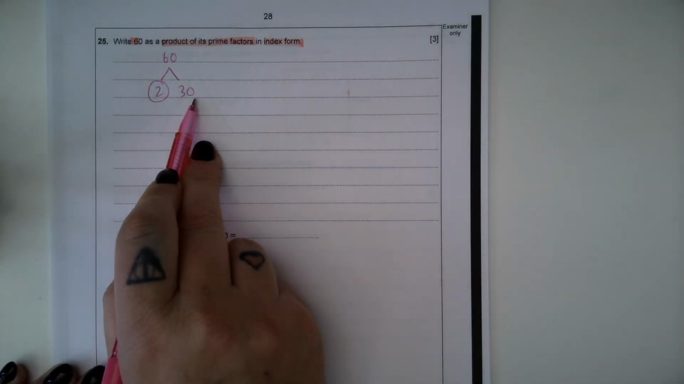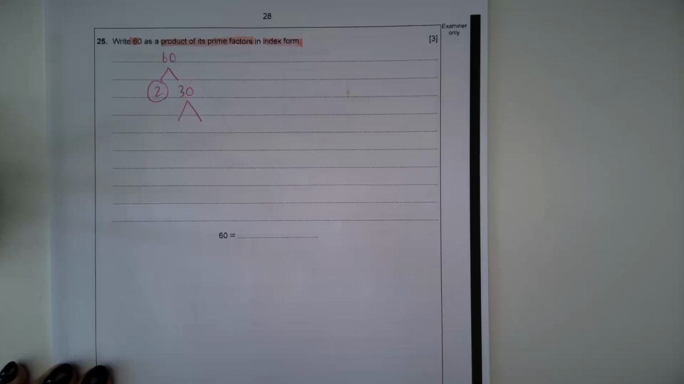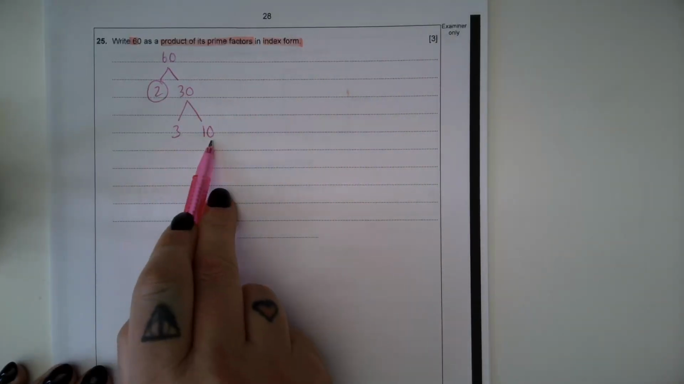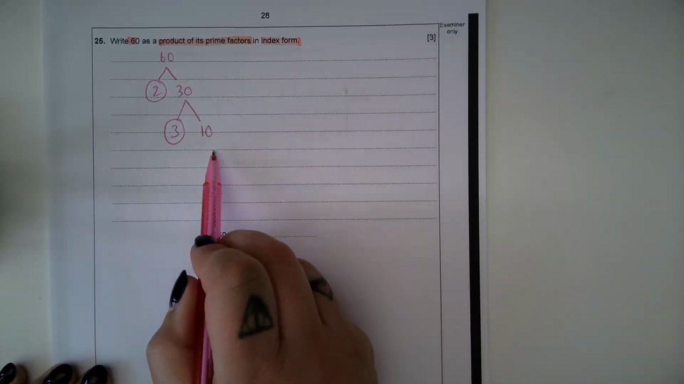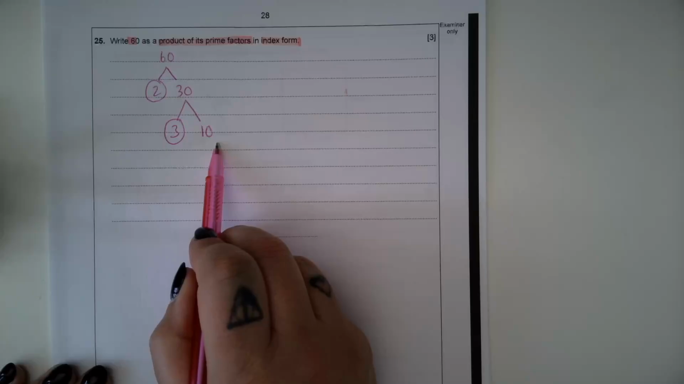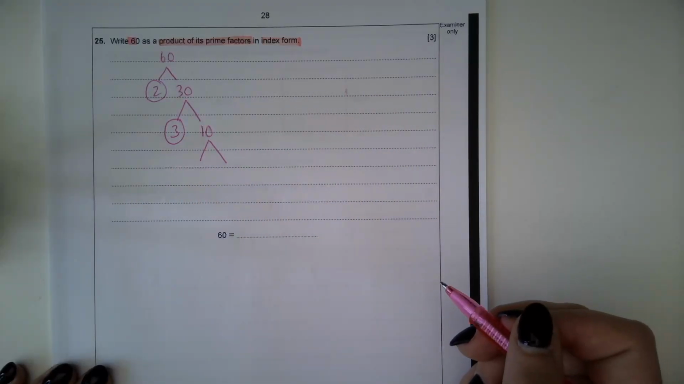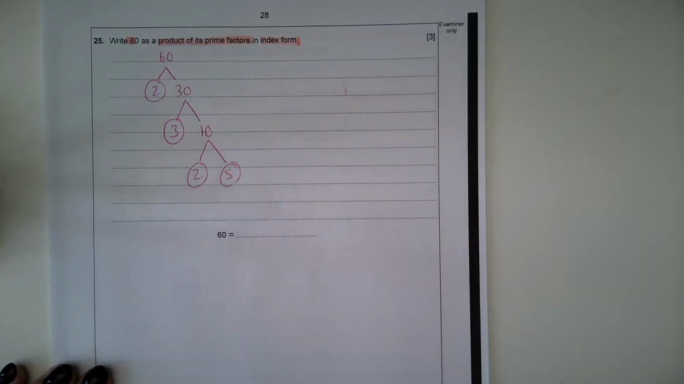30 is not prime because it has more than 2 factors, one, itself, and others, so I need to continue the branch. 2 numbers that multiply to give me 30. Well, I'm going to go 3 and 10. Check those numbers now. 3 is prime, so that ends that branch. 10 is not prime because it has more than 2 factors, so we're going to continue that branch. 2 times 5, well, 2 is prime and 5 is prime. So we have our prime factors.